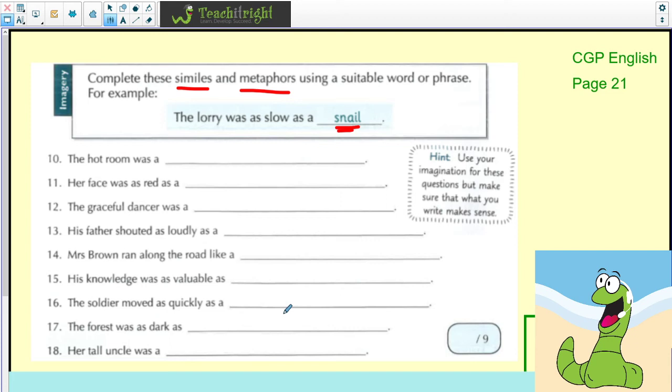His knowledge was as valuable as gold or diamonds. The soldier moved as quickly as a bullet or a tiger. The forest was as dark as night or a black hole. And the last one, a bit of metaphoric word usage down the bottom, her tall uncle was a skyscraper or a mountain. Guys, I hope you were able to fill those in, but do please send us examples of what you've done. We'd love to see it.